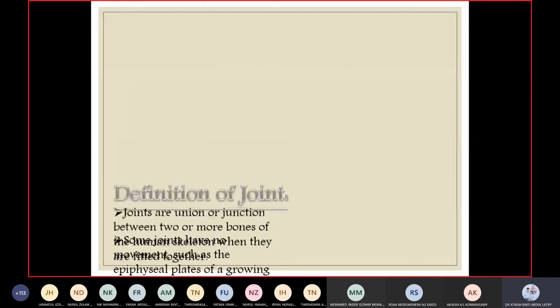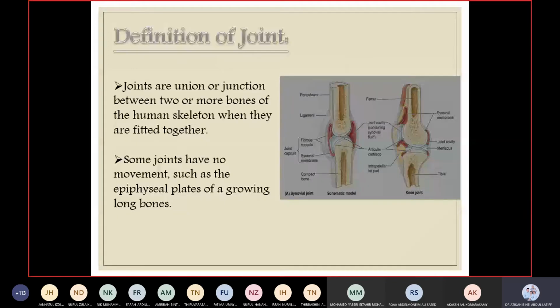So what is a joint? A joint is a union or junction between two or more bones of the human skeleton when they fit together. Some joints have no movement, such as the epiphyseal plate of a growing long bone. We just learned about that.